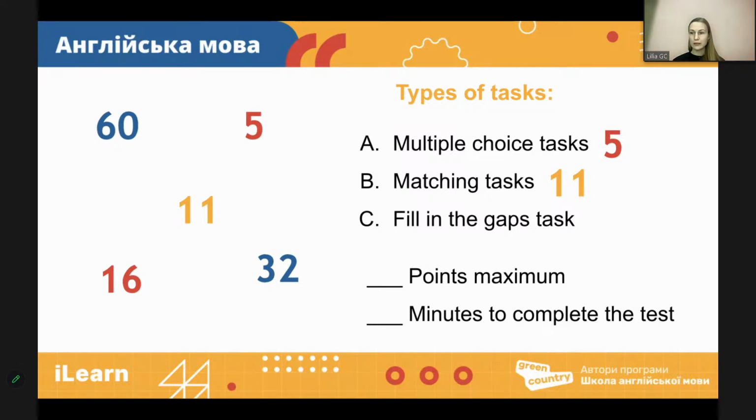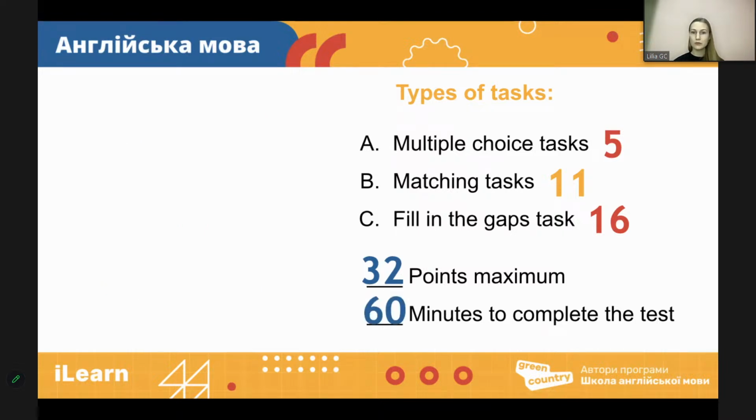And fill in the gaps tasks. There are 16 of them, so that's a pretty significant number, and that's all our use of English block, and one of reading where you have to put the parts of the sentences. So you can get 32 points maximum, which means we have 32 questions in total, and in general you're gonna have 60 minutes to complete the test.